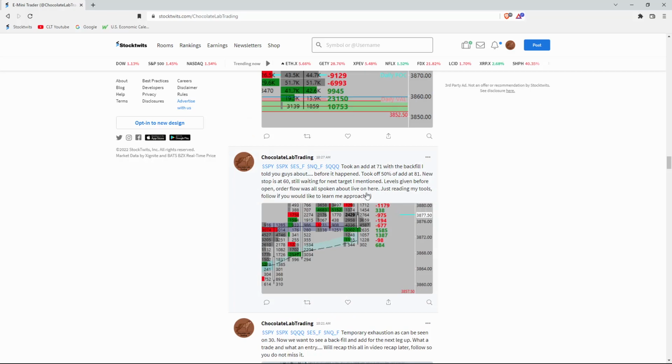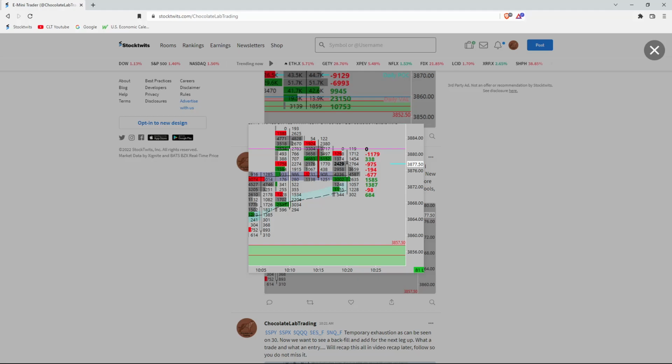What do we have next? And this is where I took an add at 71 with the backfill. I told you guys about it before it happened. Took 50% off of what I added at 10 points. I've said many times my first target price is always 10 points unless I know that I'm going for a scalp, but on probably 95% of my trades it is always 10 points. New stop, I moved it up, so my average I believe was 55, and now I moved it to 60. Still waiting for next target, as I mentioned.